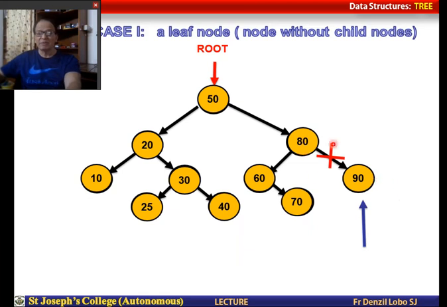To delete 90, that means I have to sever this link. When I search for 90, I come here, this becomes current, this becomes previous. Therefore, if previous right is equal to current, that means both the addresses are the same, then this has to be deleted. Then I say previous right is equal to null. So that is how we remove that. Similarly, any one of these leaf nodes could be easily deleted.